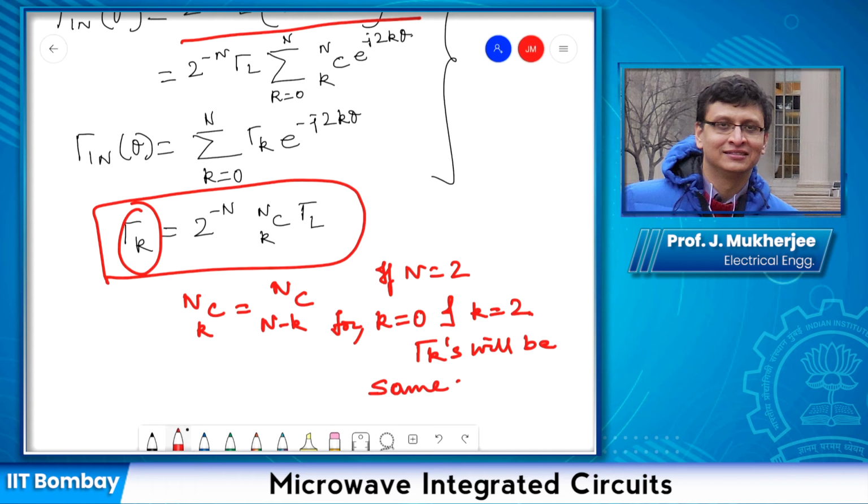Second observation is that these combinatorial terms will always be positive, but this gamma L can be negative or positive depending on the values of RL and Z0, isn't it? Because gamma L is given like this. If RL is greater than Z0, then gamma L is positive, and if RL is lesser than Z0, then gamma L is negative.